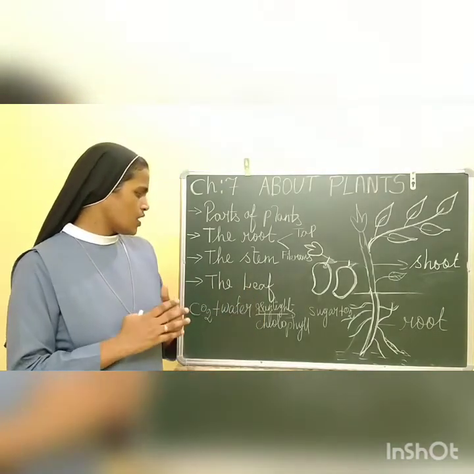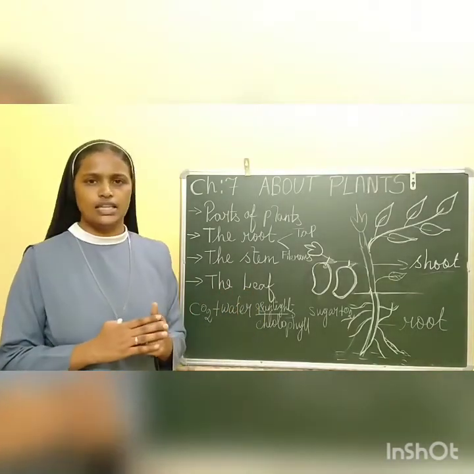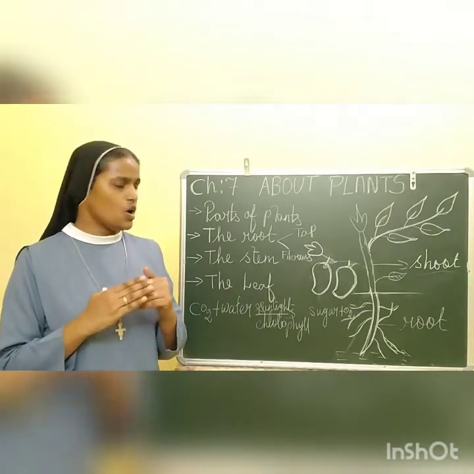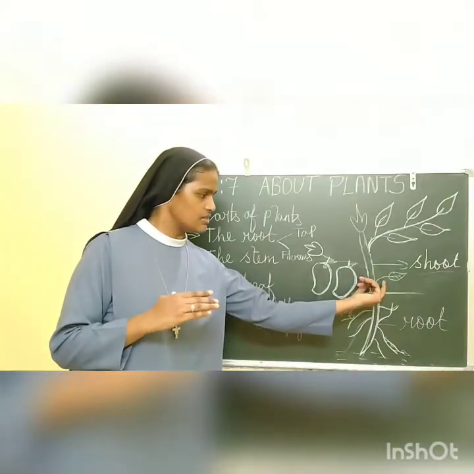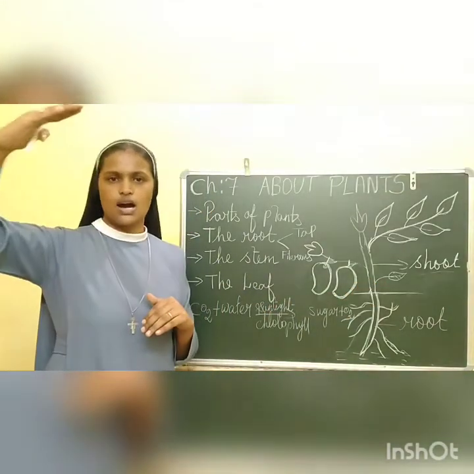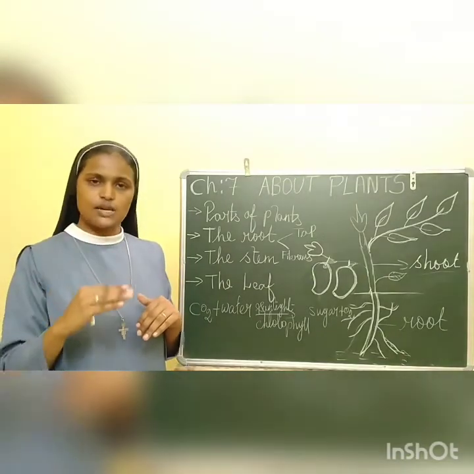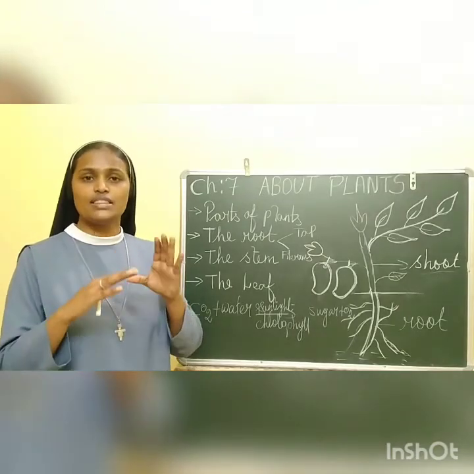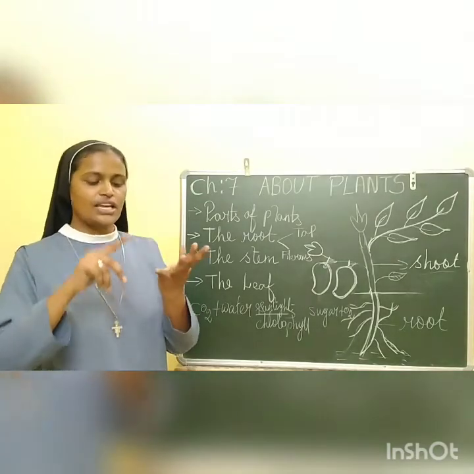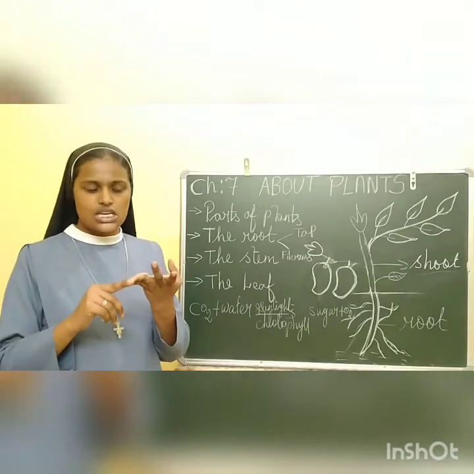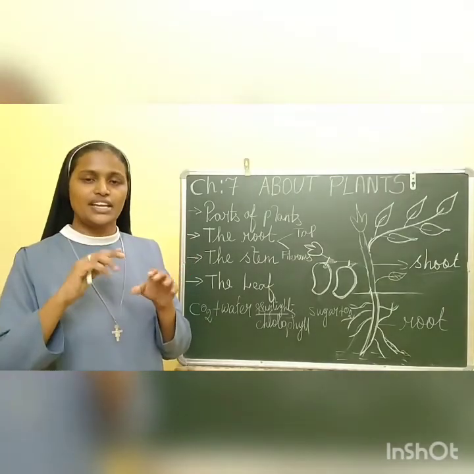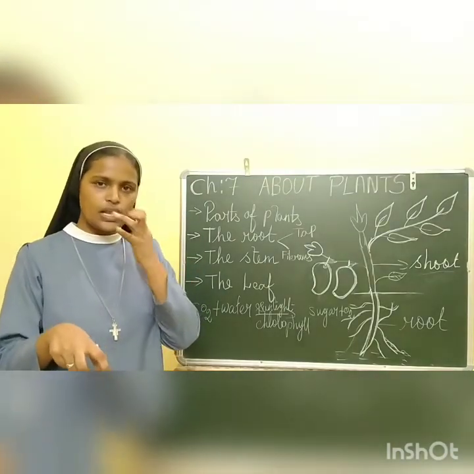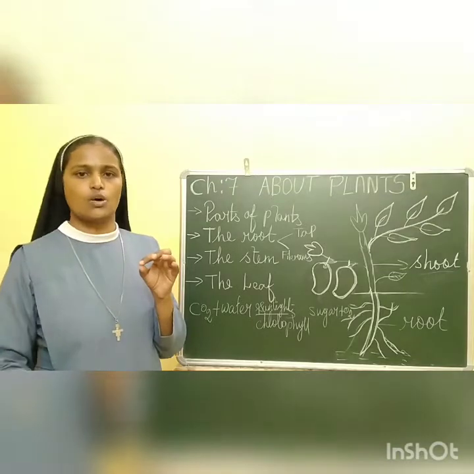And one more thing, as we have discussed, plant stems always grow upwards. Some stems grow downwards. When it grows downwards, it means the stem is modified. For example, potato and ginger are stems, but they are modified. So they grow inside the soil and towards the downside.